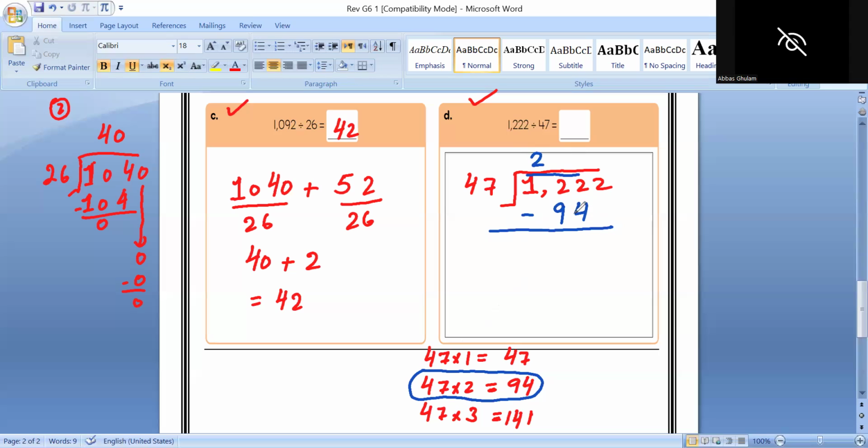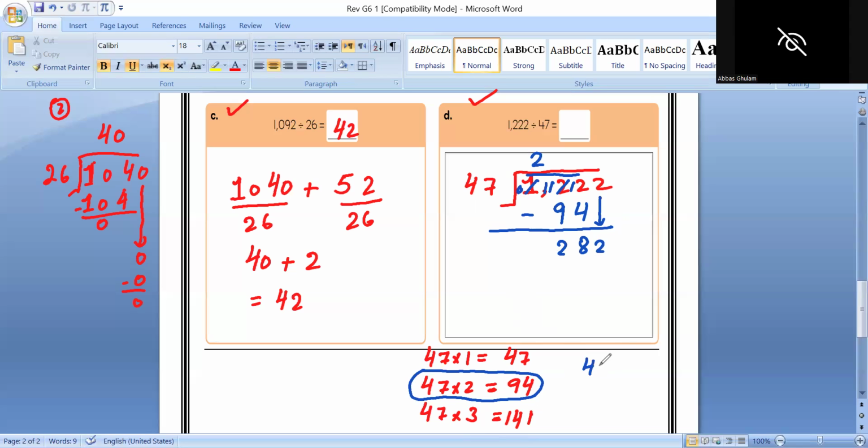2 is smaller than 4. I take borrow from here. It will become 1 and it is 12. 12 minus 4 equal 8. Then this is 1. I take borrow again from here, 0. This becomes 11. 11 minus 9 equal 2. Then I bring down 2. Now this is 282. This is 47. In the table of 47, I need 282. I can continue with 4, 5, 6 like that.